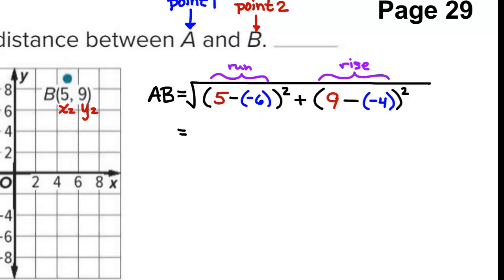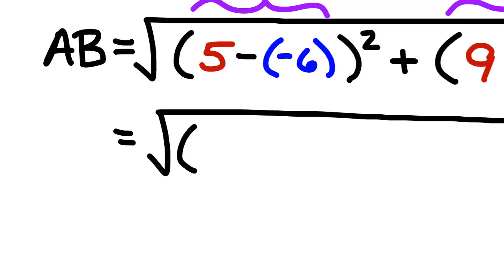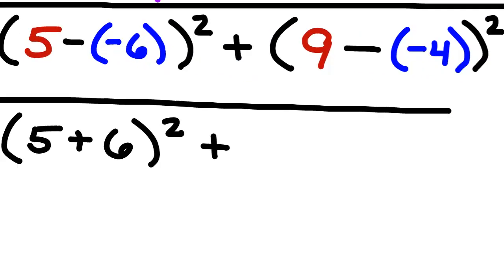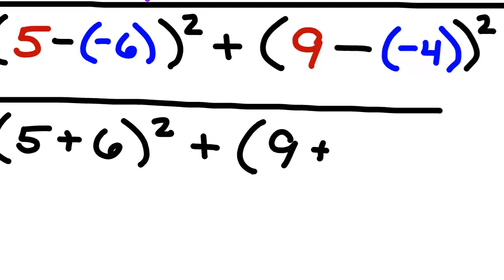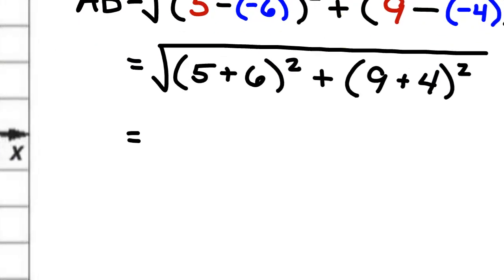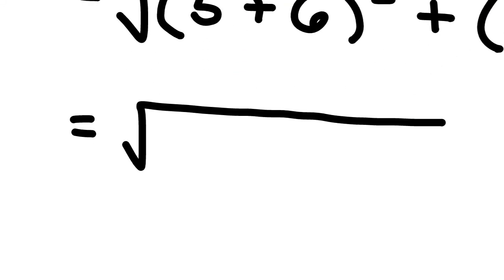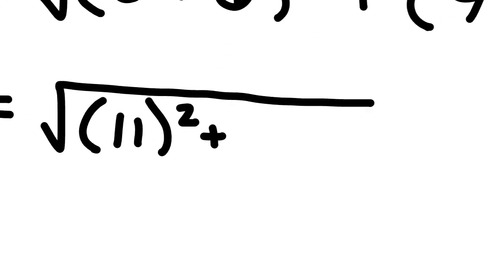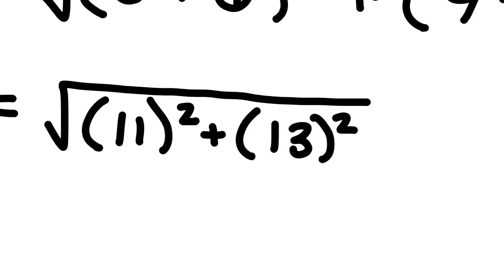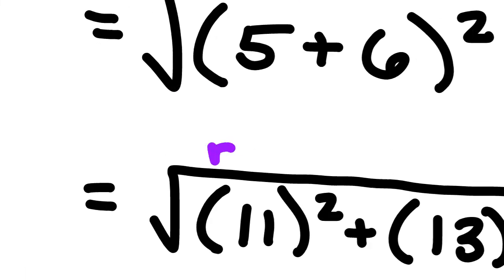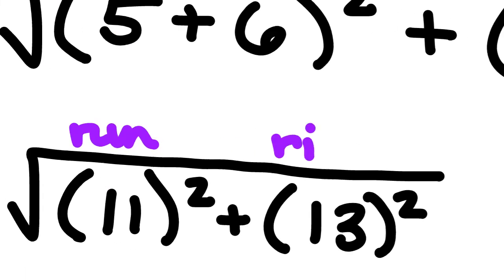When I subtract a negative number, what happens to it? Positive. So this becomes 5 plus 6 squared. The other set of parentheses becomes 9 plus 4 squared. What's 5 plus 6? 11. So I have 11 squared plus, what's 9 plus 4? So I have 13 squared. So again, this would be my run. This would be my rise.